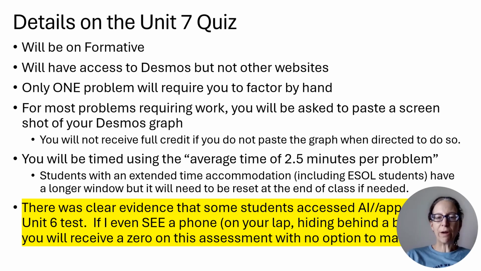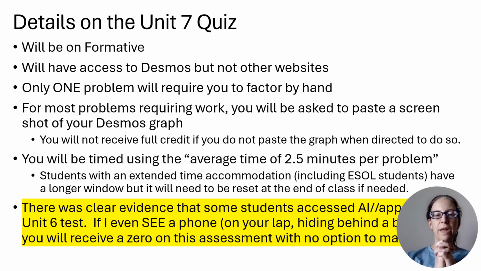For most problems requiring work, you will be asked to paste a screenshot of your Desmos graph, and you will not receive full credit if you do not paste the graph when directed to do so. If it says paste the graph in the spot below, you need to make sure that you're doing that. Read the directions carefully. Don't just choose the correct answer and move on to the next one. If it's a multiple choice question and you're asked to submit the graph also, that's going to be part of the point value. You will be timed using the average time of 2.5 minutes per problem. I did round up, so you have a little bit more than 2.5 minutes per problem to do it.